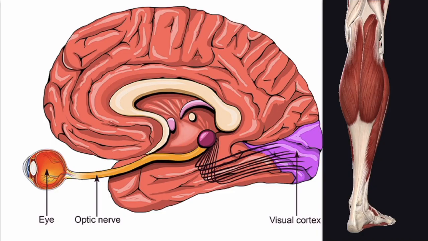How do you get your gastrocnemius to contract? Through the nervous system. The optic nerve sends a signal to the visual cortex of the occipital lobe, then to the brainstem, then down the spinal cord, then to the sciatic nerve, and finally the gastrocnemius saying contract.